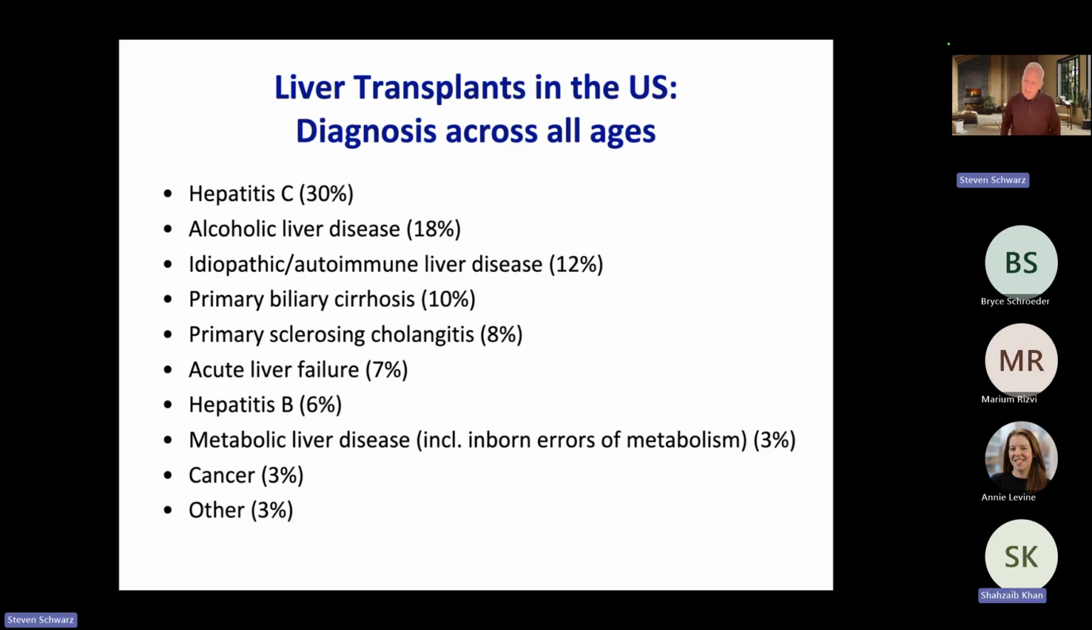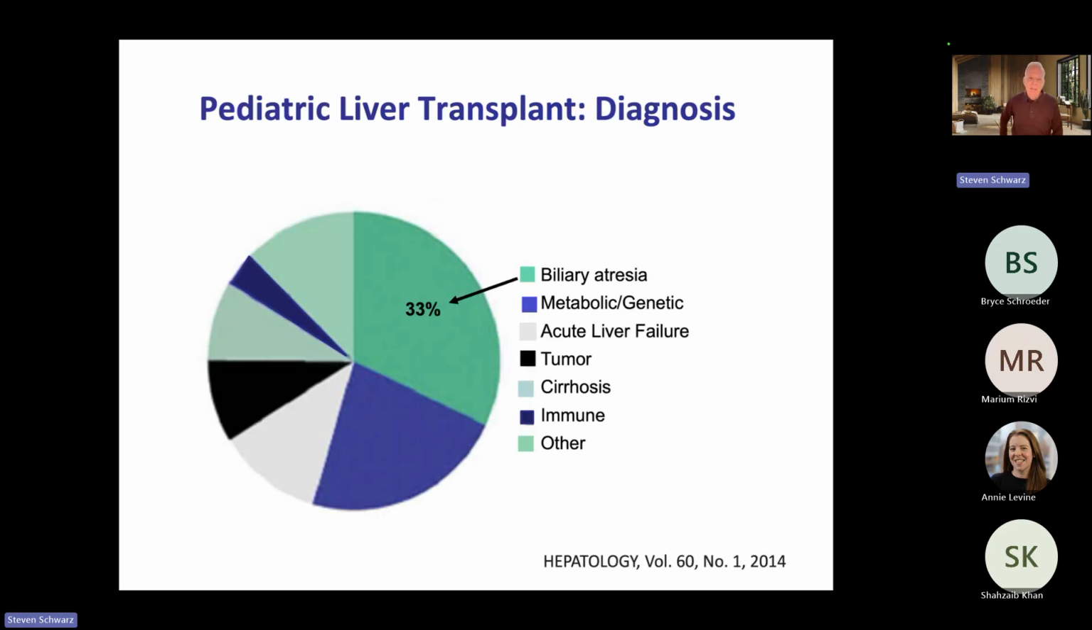Biliary atresia? Biliary atresia. So if we look at pediatric liver transplant, the most common reason for transplanting is biliary atresia, followed by genetic and metabolic causes. Then in terms of known diagnoses, acute liver failure, tumors, and cirrhosis, chronic liver disease, cirrhosis that's not biliary atresia related. And of course, there still is a significant group that is unknown or other.